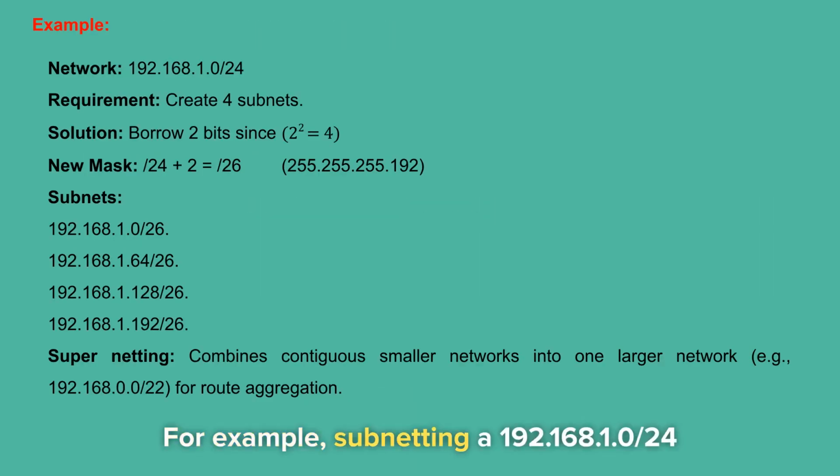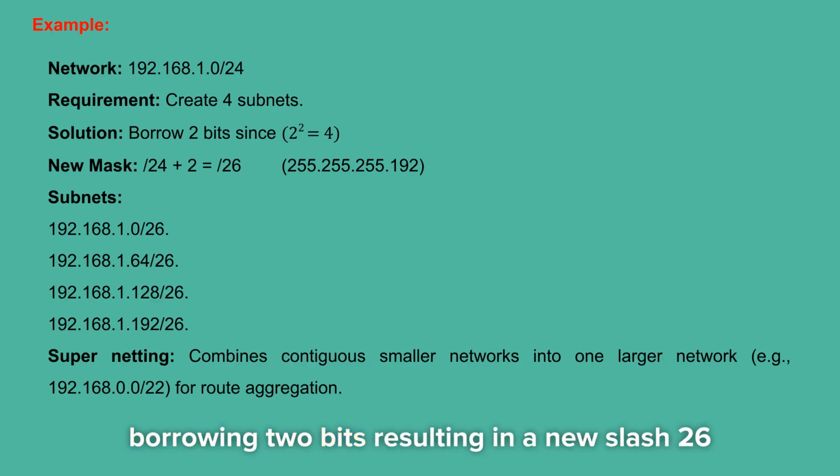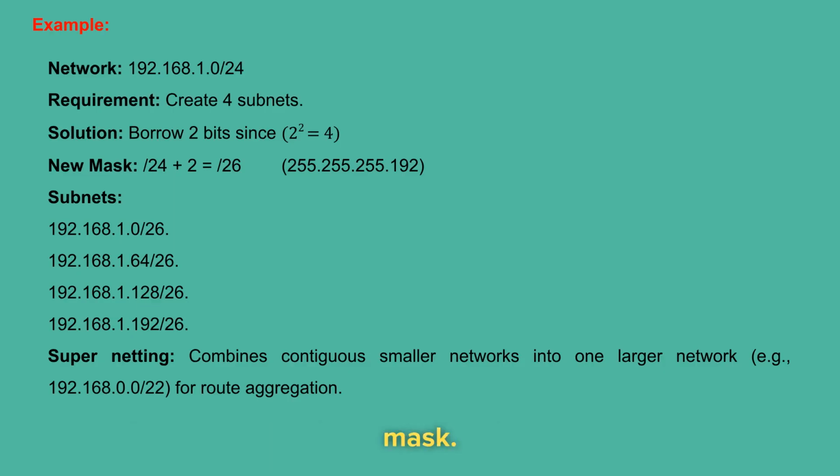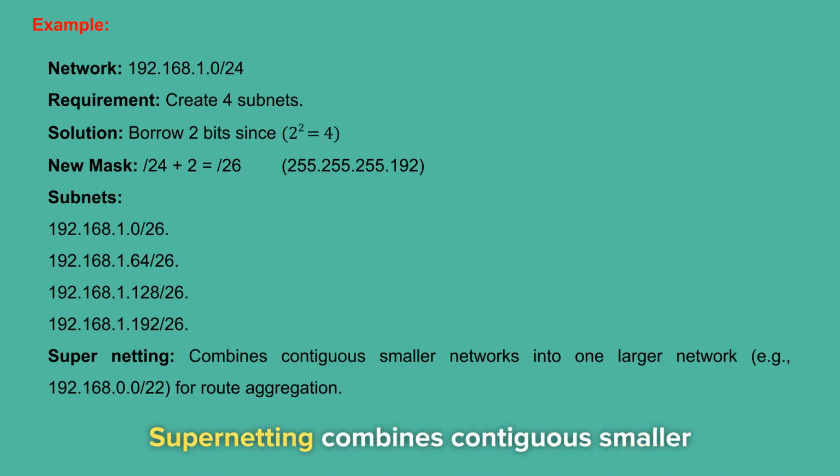For example, subnetting a 192.168.1.0/24 network to create 4 subnets requires borrowing 2 bits, resulting in a new /26 mask. This creates 4 subnets: .0/26, .64/26, .128/26, and .192/26. Supernetting combines contiguous smaller networks into one larger network.